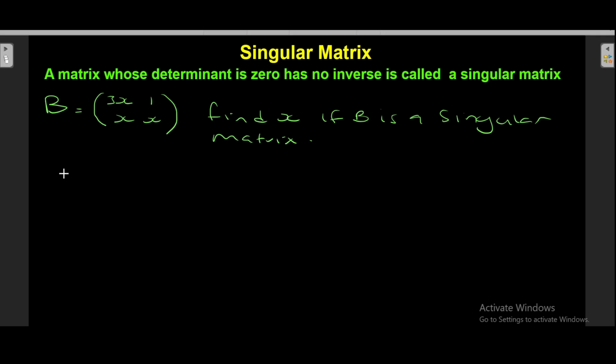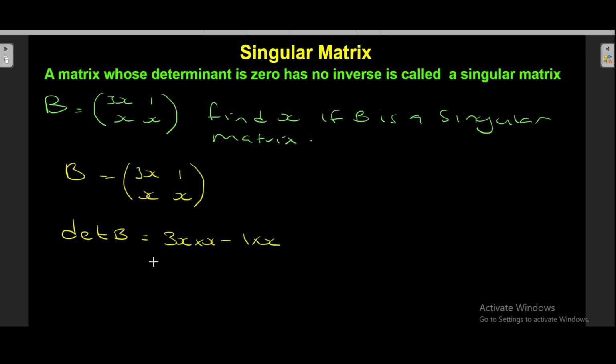We shall say our matrix B is the same as 3x, 1, x, and x. Close the bracket. We are going to get what we call the determinant of B. In this case, it will be the leading diagonal, which is 3x times x, subtract the minor diagonal, which is 1 times x. This will give us 3x squared minus x.